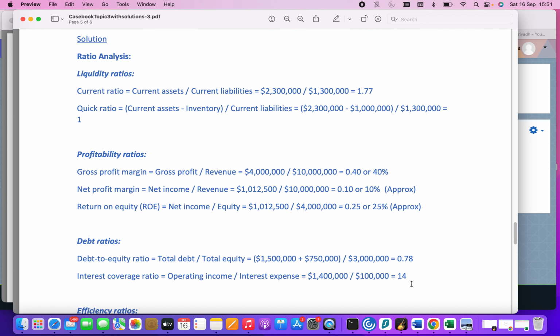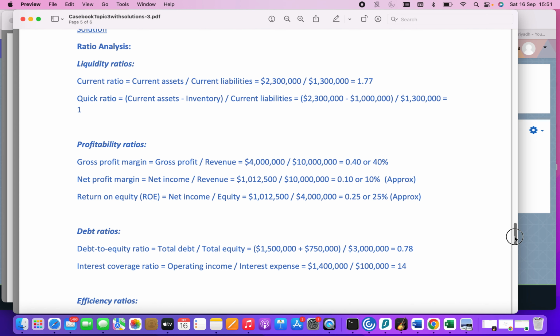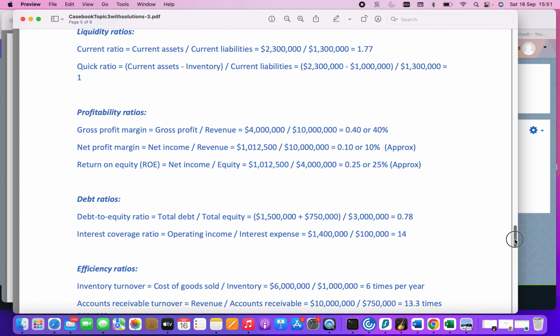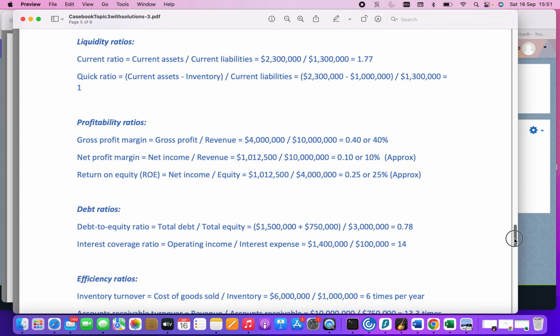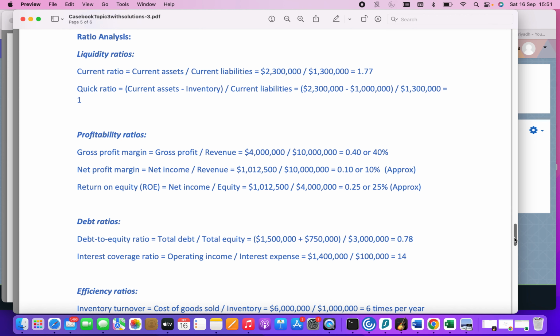But what we need to look at is its ability to actually cover the interest expense. Remember, if it can't cover the interest expense with the income that it has, then you can move into a problematic time, or into a period of financial distress. And here, if we take our operating income and divide it by the interest expense, we can see that that is a relatively healthy 14 to 1. Okay, so that means we can cover our debts and remain solvent.